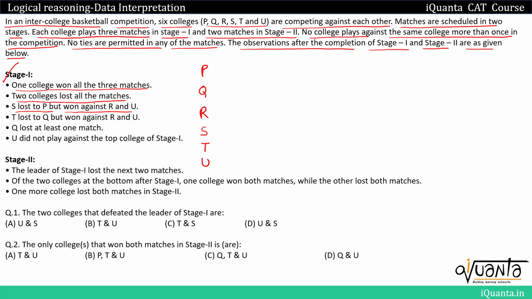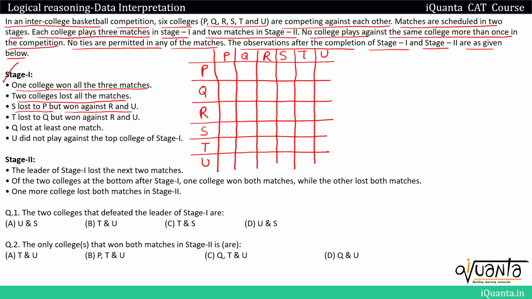If I write P, Q, R, S, T, U along the row and P, Q, R, S, T, U along the column, and draw a tabular structure over here, then how will we put the data into this table? See, we know that P cannot play a match against P, Q cannot play against Q, similarly R cannot play against R, so I'll put a cross. S will not play against S, T not against T, U not against U.